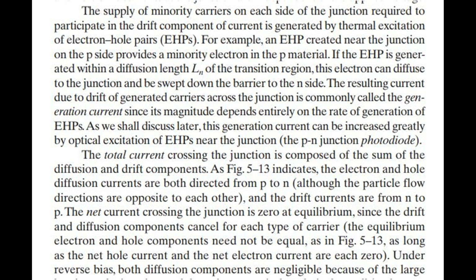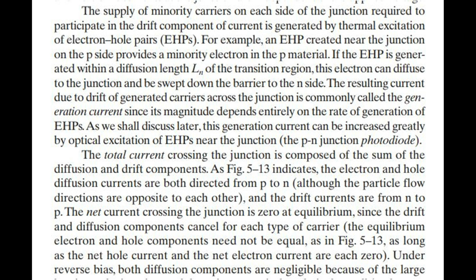The total current crossing the junction is composed of the sum of the diffusion and drift components. As Fig 5.13 indicates, the electron and hole diffusion currents are both directed from p to n, although the particle flow directions are opposite to each other, and the drift currents are from n to p. The net current crossing the junction is zero at equilibrium. Since the drift and diffusion components cancel for each type of carrier, the equilibrium electron and hole components need not be equal, as in Fig 5.13, as long as the net hole current and the net electron current are each zero.